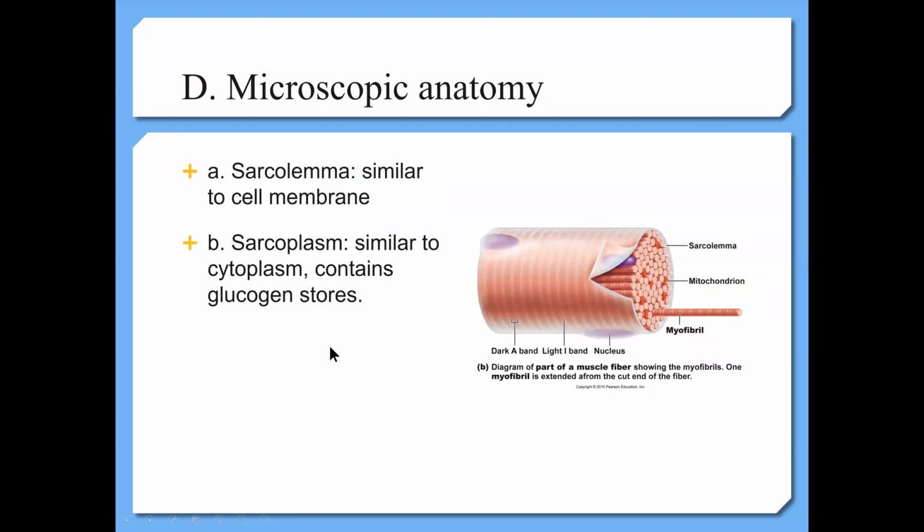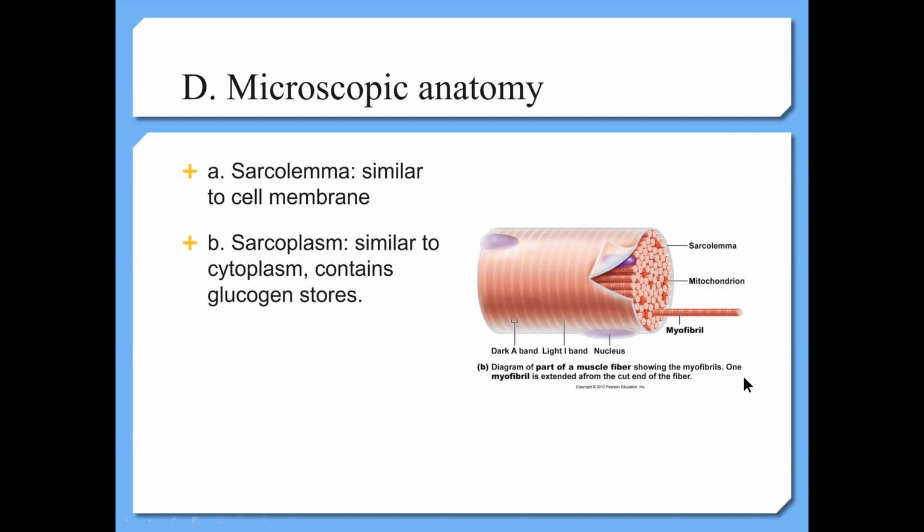Microscopic anatomy. Sarcolemma. Remember, in muscle we name things differently for whatever reason. Rather than having a plasma membrane, we have a sarcolemma. Rather than cytoplasm, we have sarcoplasm. What's the difference between non-muscle cells and muscle cells? Muscle cells store glycogen, especially in the voluntary muscles, and super especially in the heart.